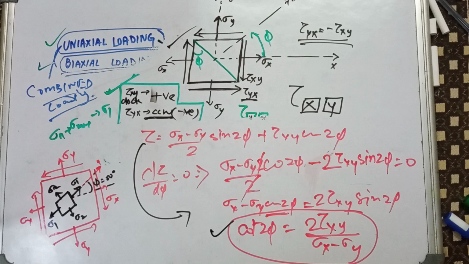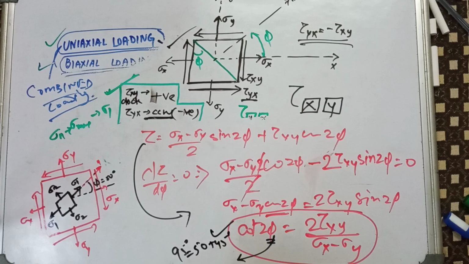Okay. Now, for the same problem, suppose we got phi equal to 50 degree as the plane of normal stress, the principal plane. Then can you tell me, my dear, what will be the plane of maximum shear stress? It will be 50 plus 45 degree. These things I have explained in case of uniaxial loading. That's why I was investing so much time in uniaxial loading. So at the phi equal to 95 degree plane, the shear stress will be maximum.